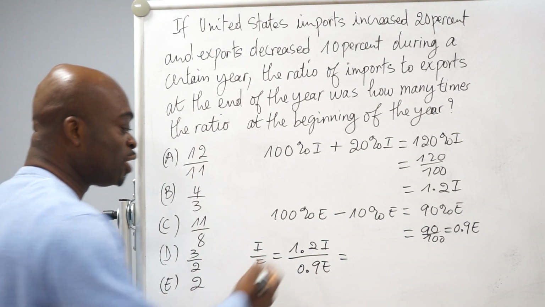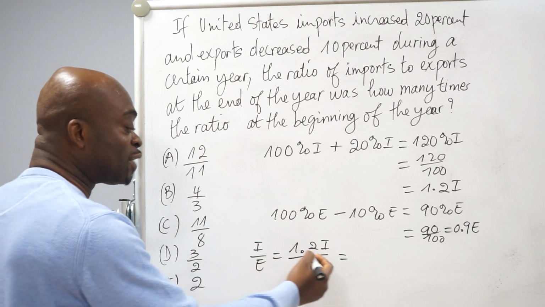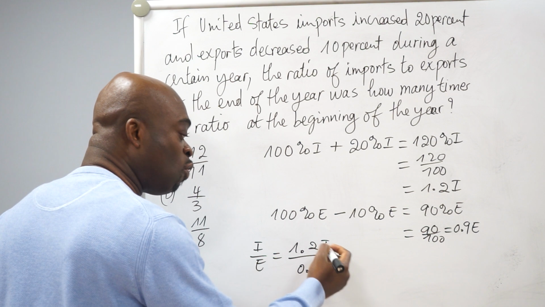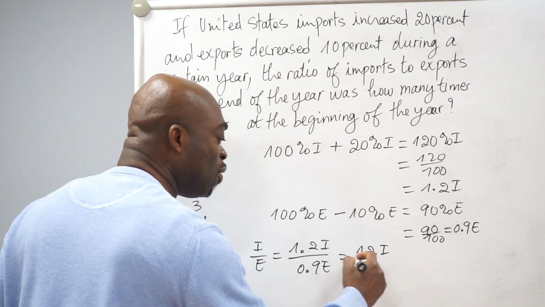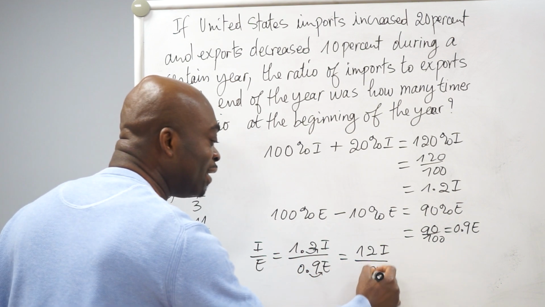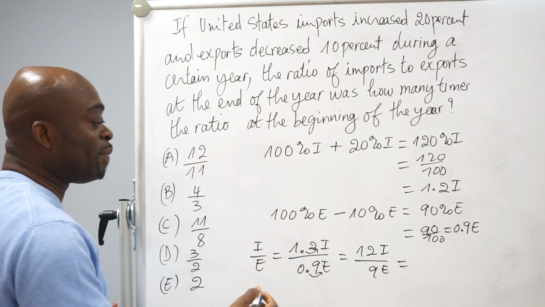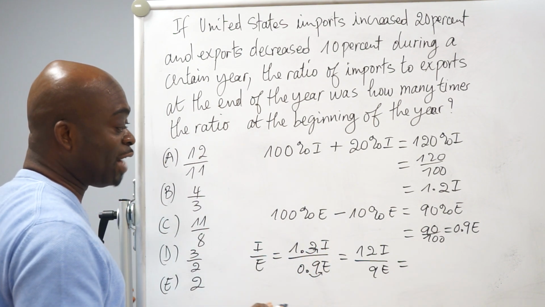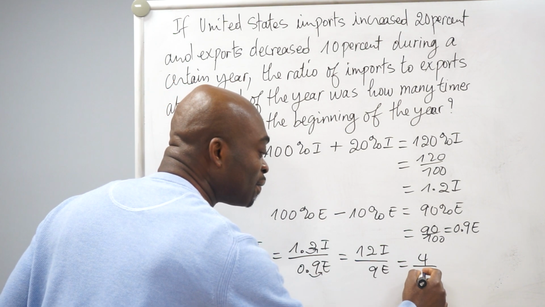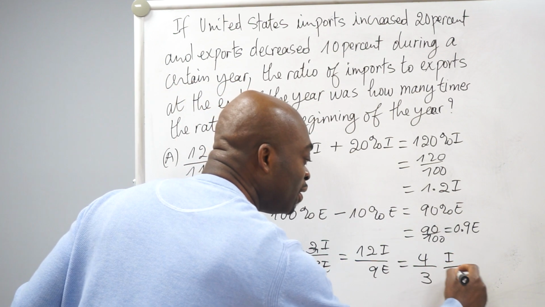So what's happening here? We can reduce them. These are decimal numbers. To reduce them, we can just move the decimal place once to the right so that we can make them whole numbers. So if you move it once, that gives you 12 import. And if you move this one also once, that will give you 9 export. So now we can reduce them. What's the number that can go into 12 and 9 evenly? We have 3. So 3 goes into 12 4 times, and 3 goes into 9 3 times. So it's 4/3 of import over export.